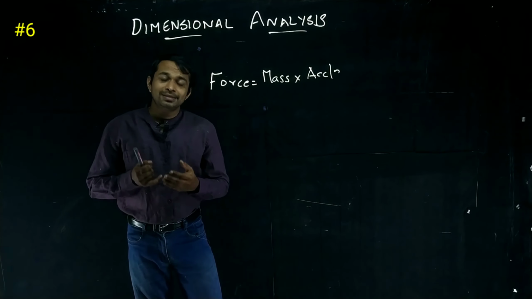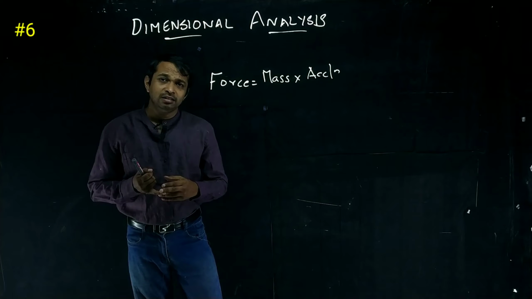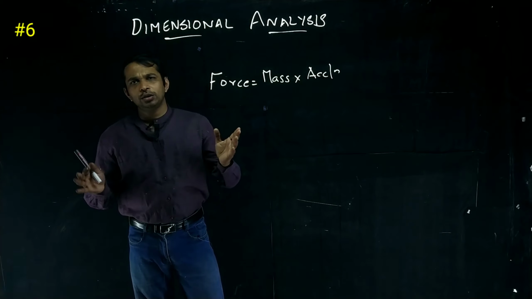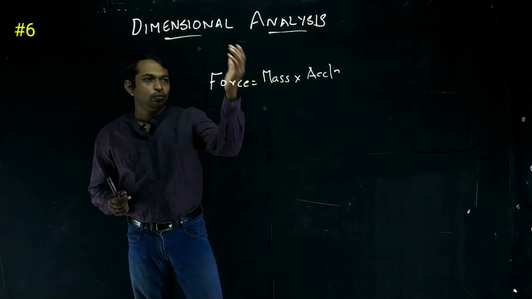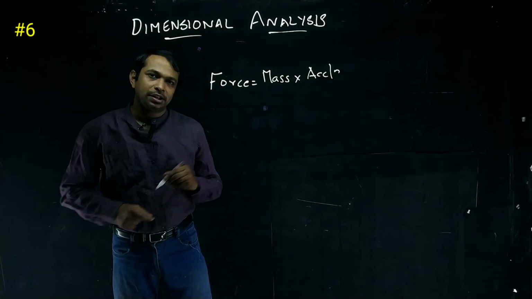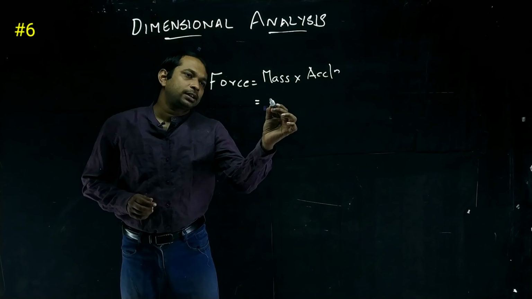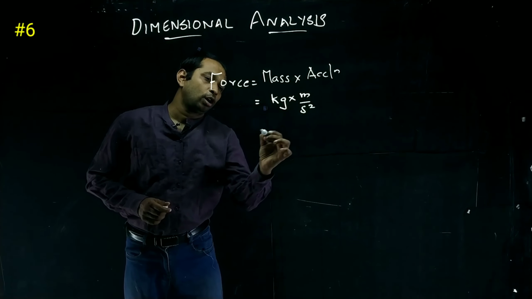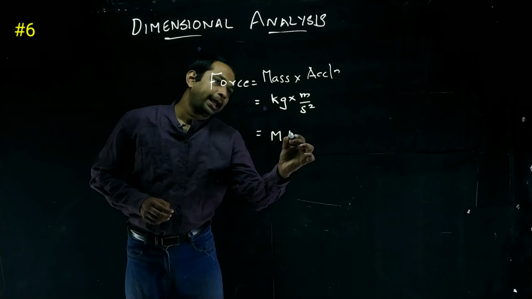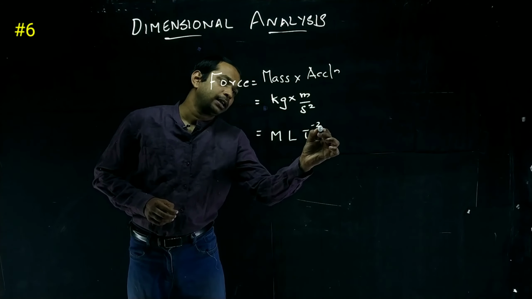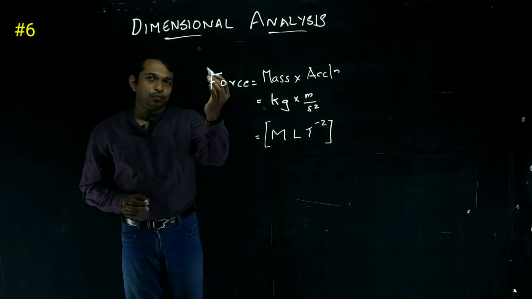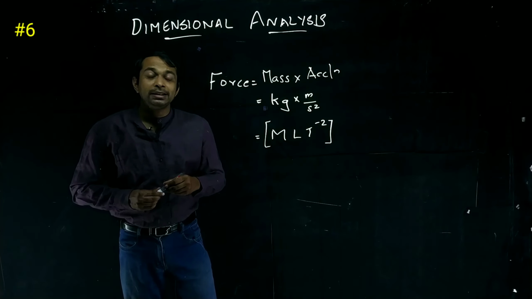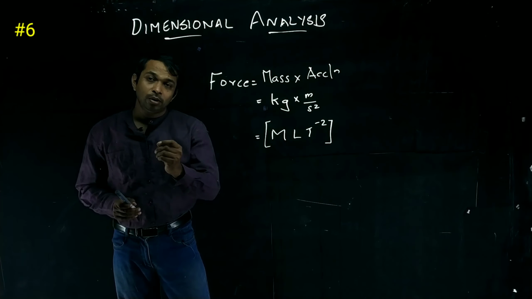Now, what is the difference between a dimension, a dimensional formula and a dimensional equation? We all know the very famous and very simple equation, force is equal to mass into acceleration. Now, what is mass into acceleration? Kilogram into meter per second square, or M into LT raised to minus 2. So for force, MLT raised to minus 2 is its dimensional formula.